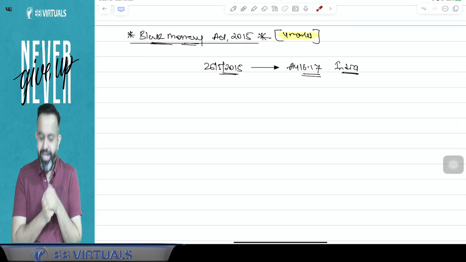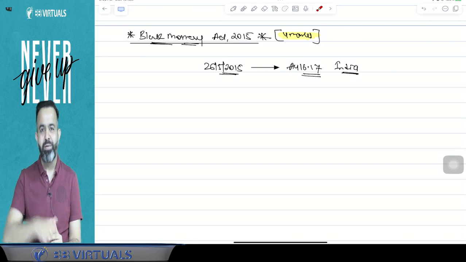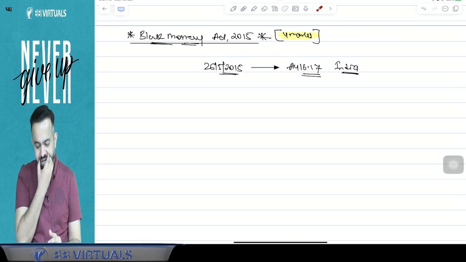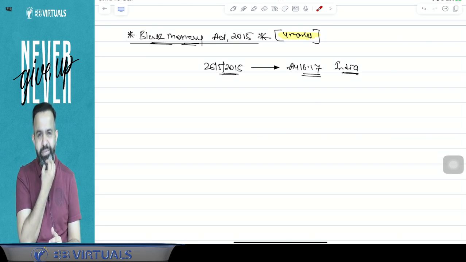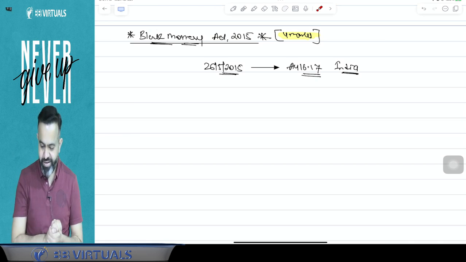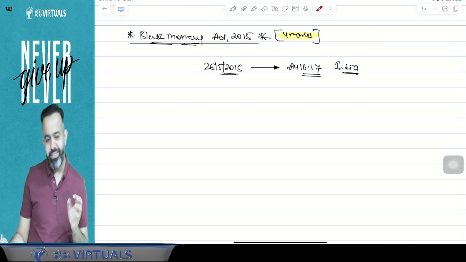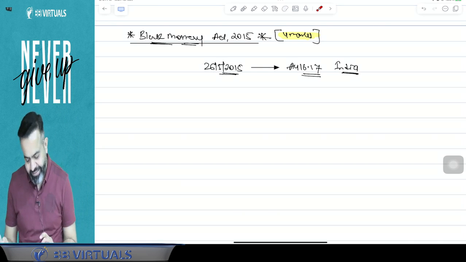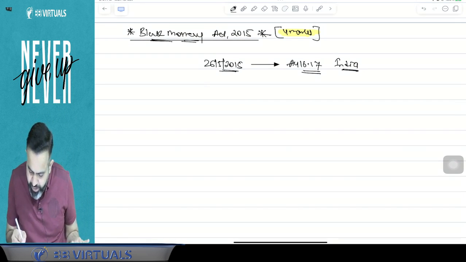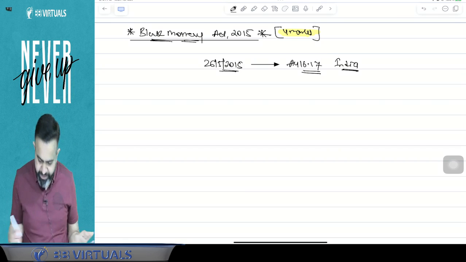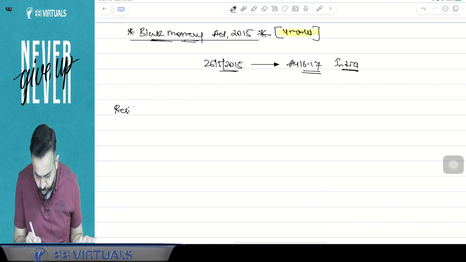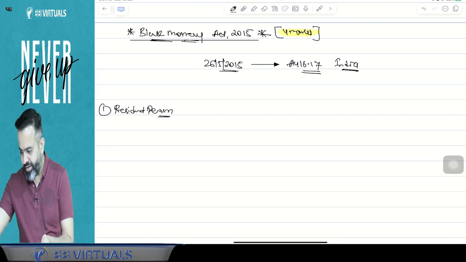So for that purpose, to bring that black money from outside India, our government, the Modi government, passed one act that is called the Black Money Act 2015. Now on which type of asset or income is this act applicable? So this act says that this act is applicable only for a resident person.